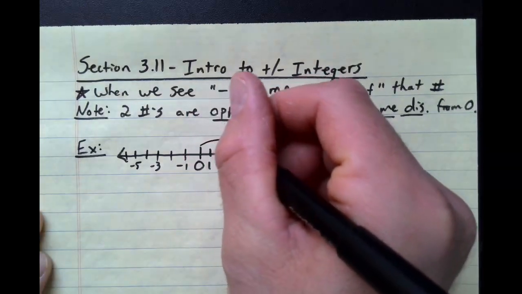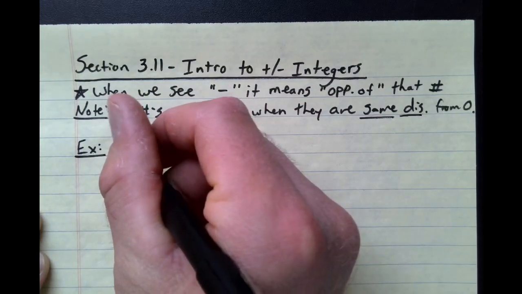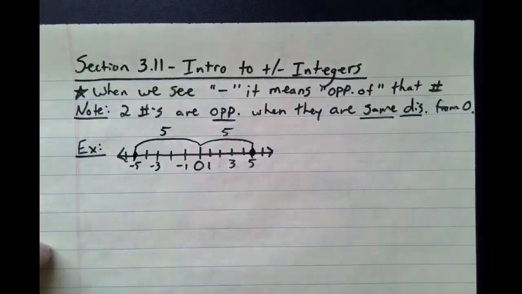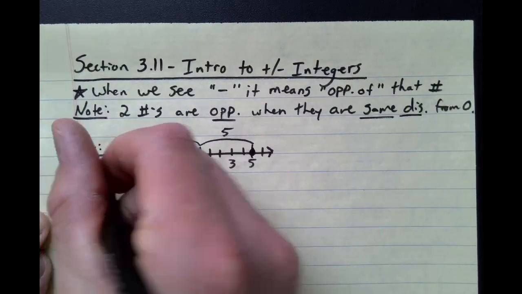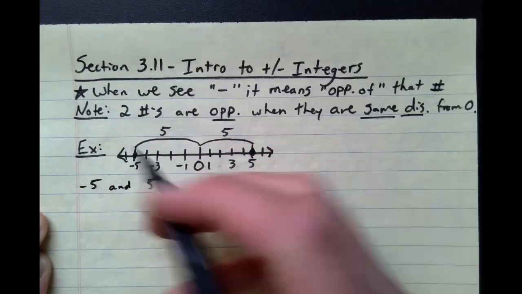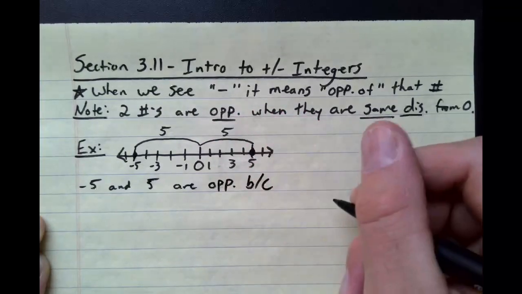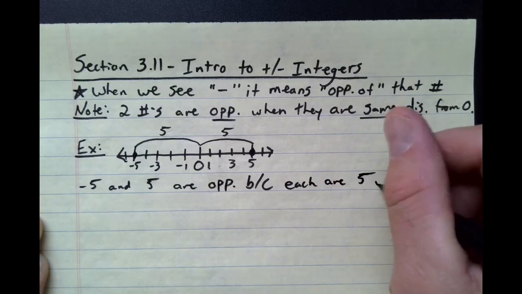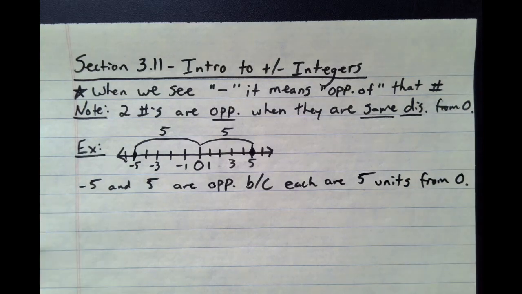Okay? And we know the distance from 0 to 5 is 5 units. And the opposite of 5 is -5. And we know from 0 that distance as well is 5 units. So we know that -5 and 5, the integers -5 and 5, are opposite because each are 5 units from 0. That's it. So we know that each are 5 units from 0.